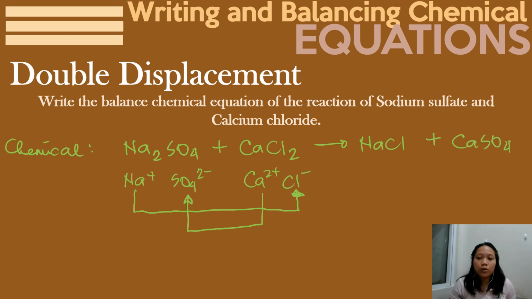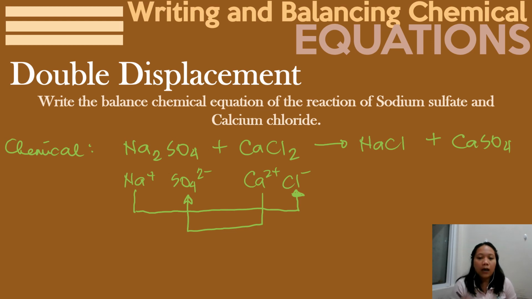So, remember, calcium and sulfate have positive 2 and negative 2 charges respectively. So that means you could actually cancel out the charge of both ions. That's why you have CaSO4 only. Okay, so that is now your chemical equation.